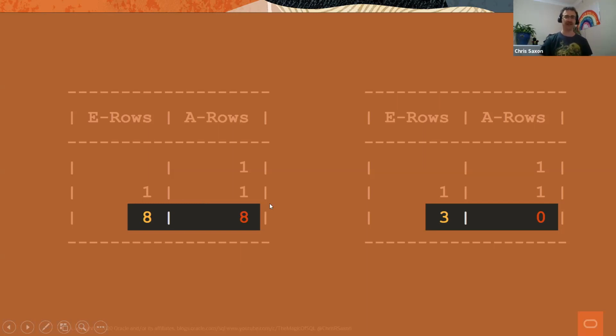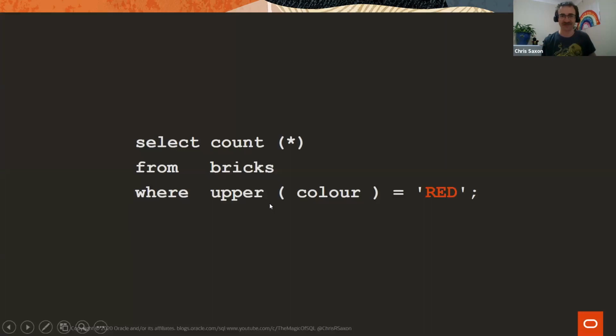And there are other cases where you might apply functions to columns. In this case, we're looking for all the rows which are in uppercase red, and we just said there are 8 red rows in the table. So we expect the optimizer to tell us 8 rows, right? What does it think?